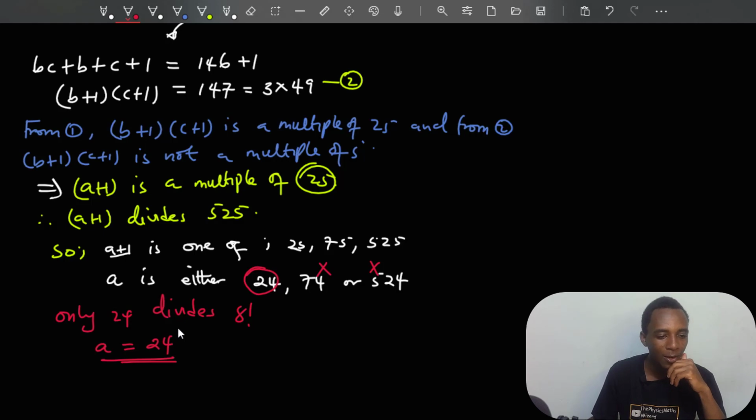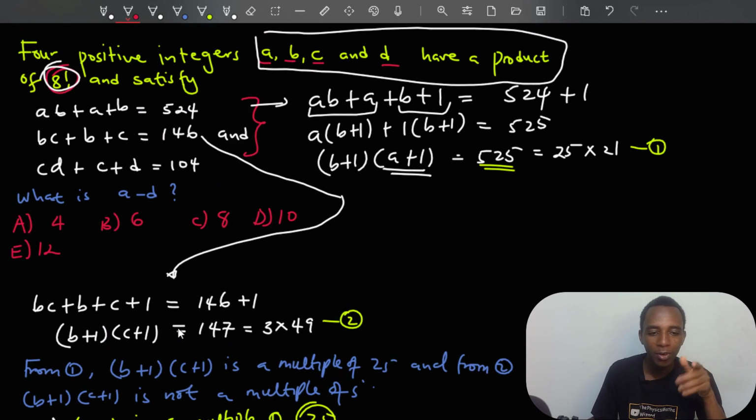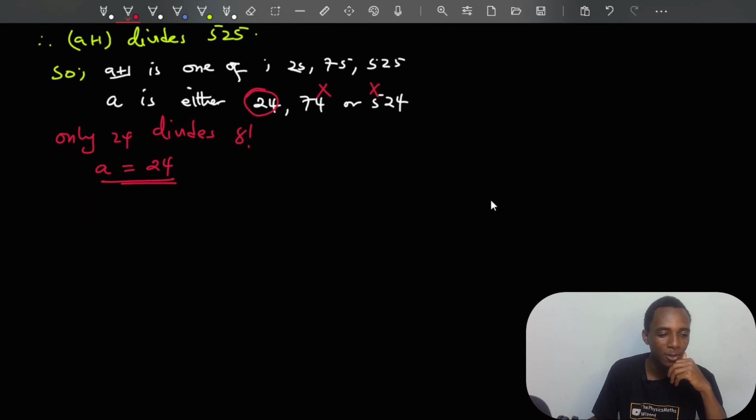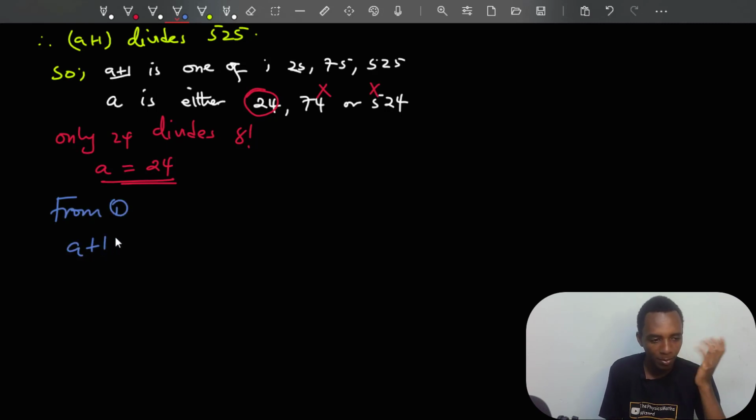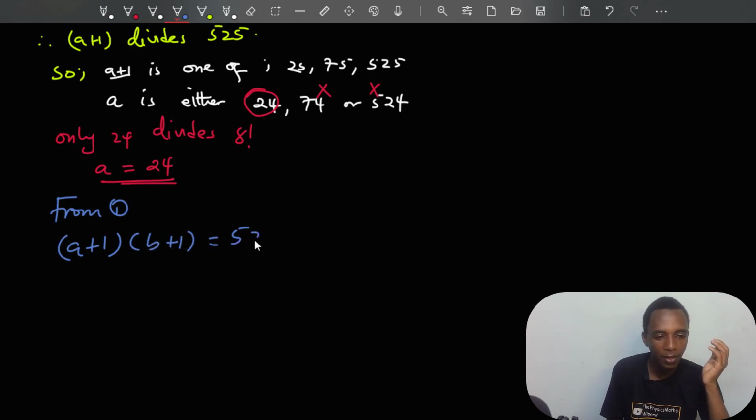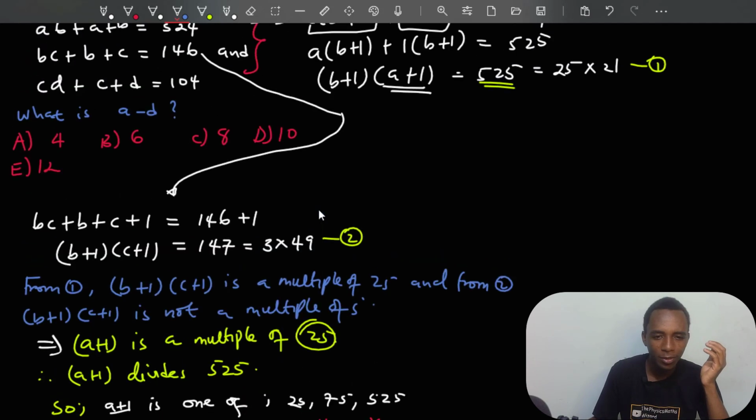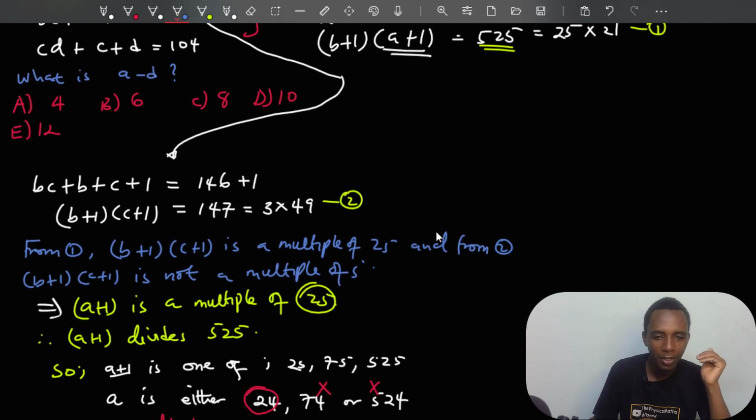Let's go back. Actually, now that we have this value of A, we can plug it into equation 1 here, and we go ahead and find the value of B. So let's do that. So from equation 1, what did we say? I think that was A plus 1 into B plus 1 equals 525. That should be that. Yeah, B plus 1, A plus 1.